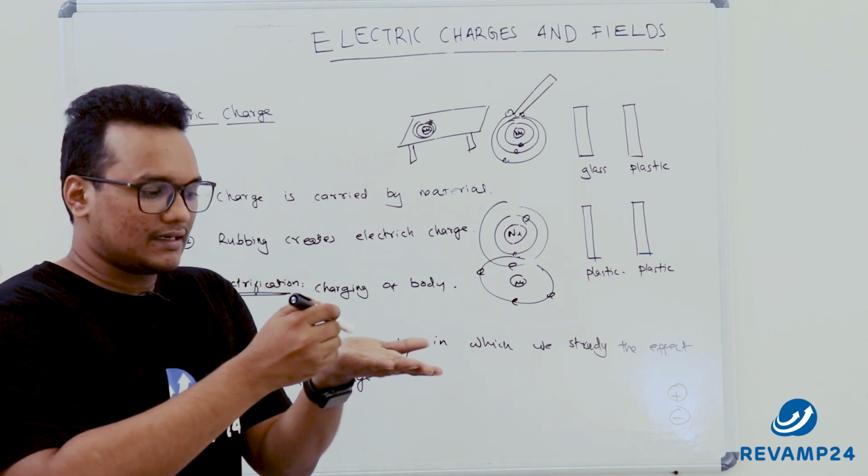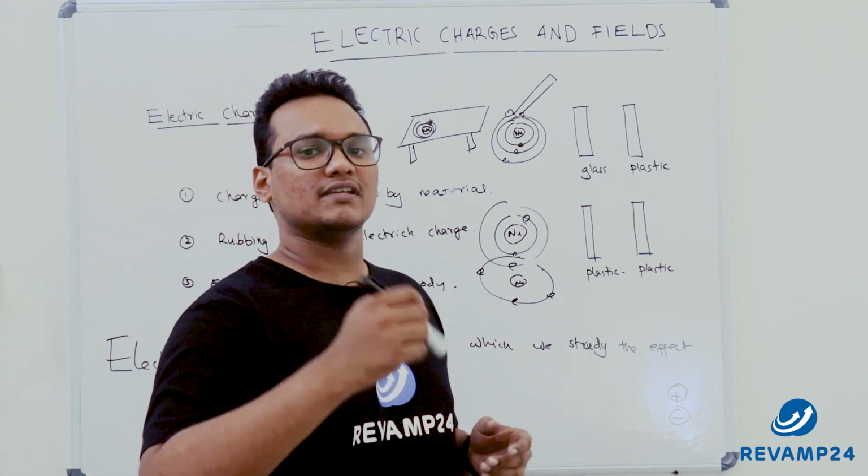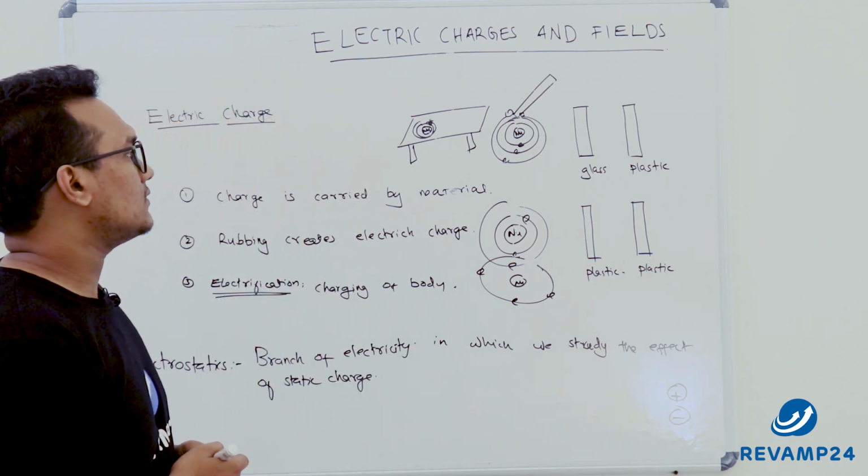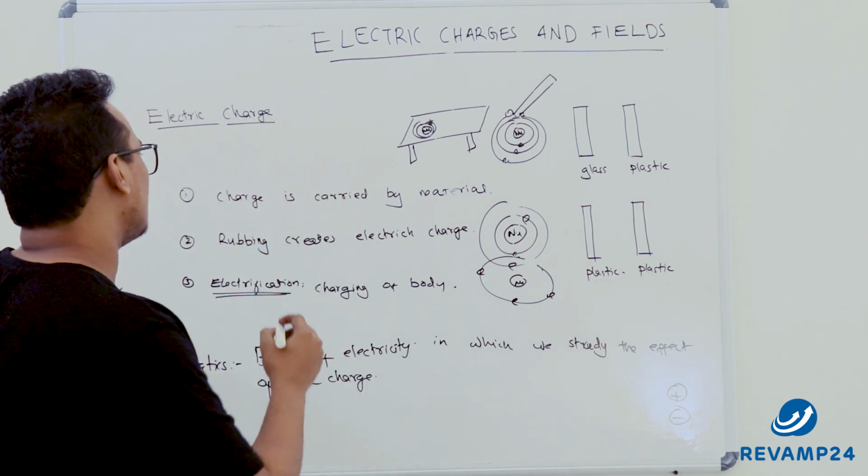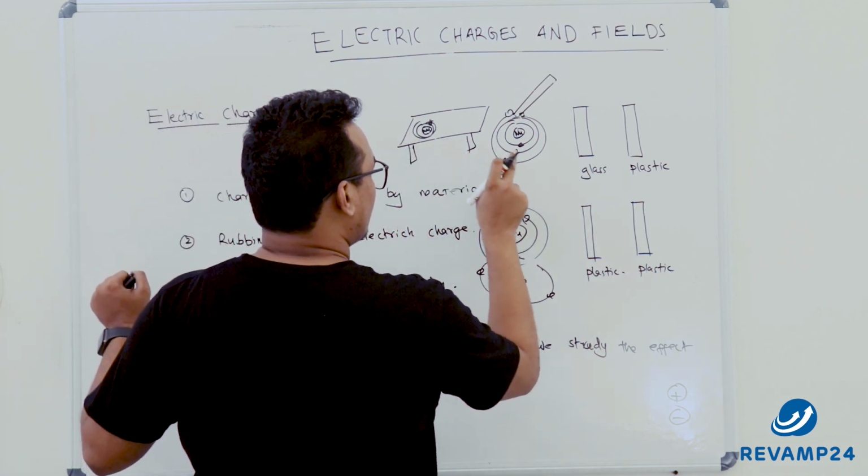So when I have checked, it is attracting a small piece of paper, so this is charged. Now how come the charging has happened here? Again we will take two atoms. This is one atom and another one is another atom.